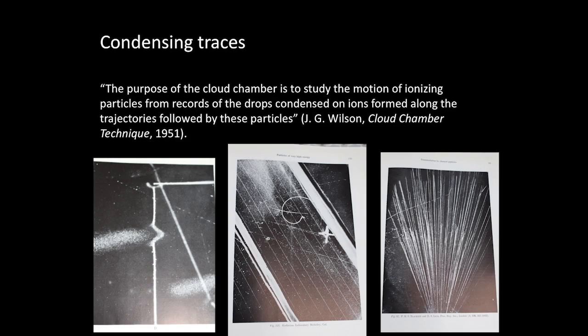So first, what I want to call condensing traces. These are images from a famous atlas of cloud chamber images. The significance of the atlas was really to allow the photographs to circulate so that physicists working in other laboratories in other parts of the world would begin to be adept at identifying what had already been seen, so that they might notice when something new happened in the cloud chamber.